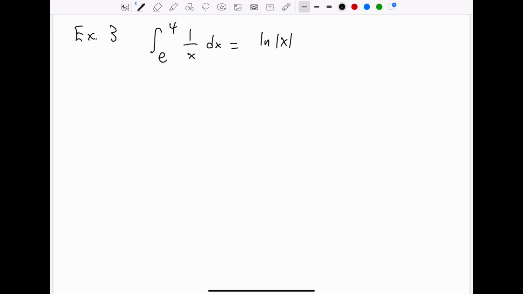So there's our antiderivative, capital F. Here are our limits of integration. We plug in the upper limit of 4, plug in the lower limit of e, and take the difference. Natural log of e is 1, so we have natural log of 4 minus 1. Let's look at example 4.